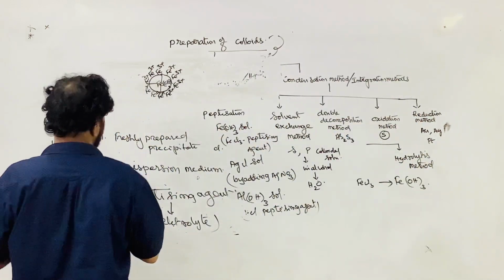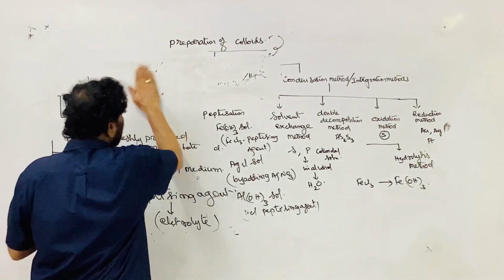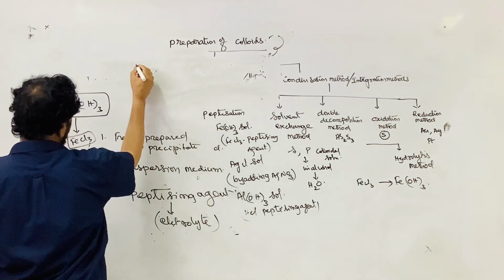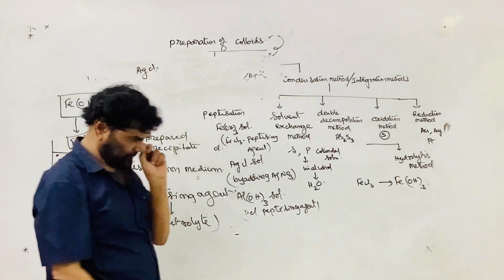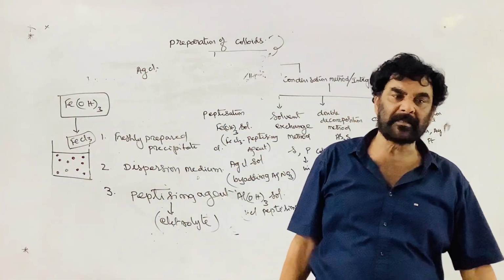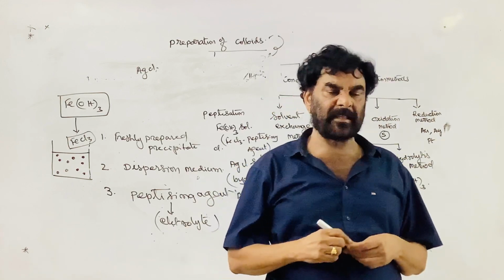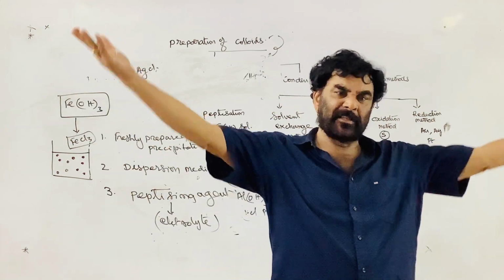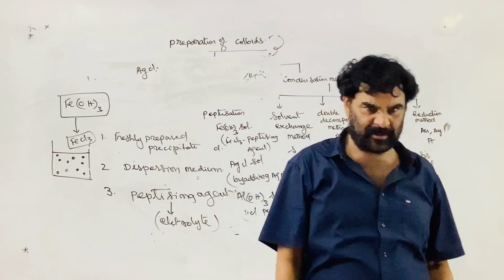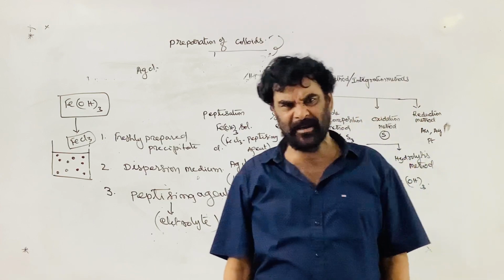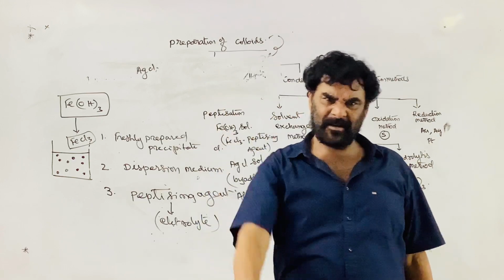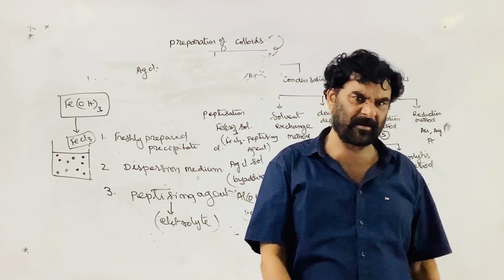This is the ferric chloride story. If I come to the other one, now silver chloride is the precipitate. To silver nitrate, if you add sodium chloride, silver chloride is precipitated. We all know what reaction it is: a double decomposition reaction. The precipitate is formed and separated. The white curdy precipitate is silver chloride.